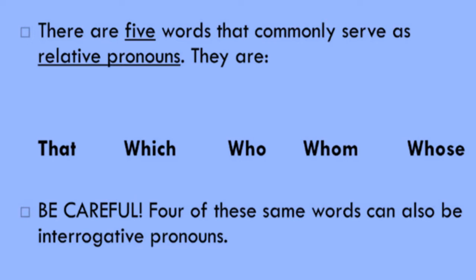There are 5 words that commonly serve as relative pronouns. They are that, which, who, whom, whose. So these 5 words are called relative pronouns. But be careful, 4 of these same words can also be interrogative pronouns. So we have common pronouns that can be relative pronouns and interrogative pronouns. What is the difference? Let's discover together.